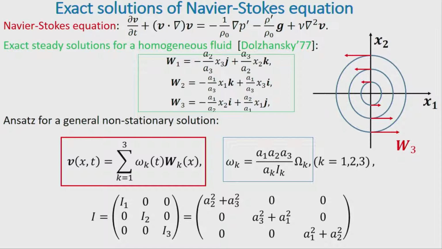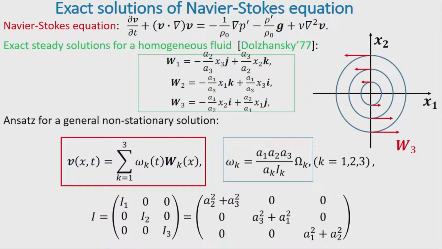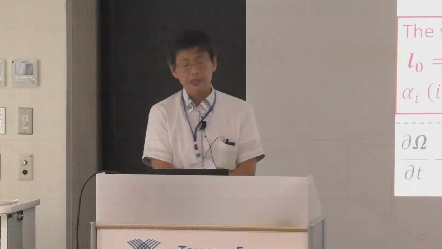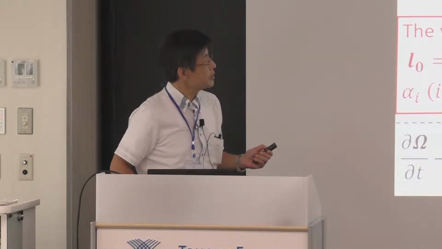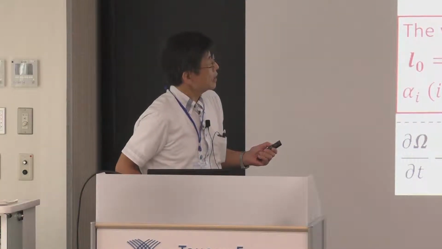Coming to the next slide, I is the inertia moment, and capital omega is the vorticity, and omega k is the coefficient of the basis of the velocity field. Then you can find that the Boussinesq equation becomes the equation governing these coefficients, and this takes the form of the Euler-Poisson equation governing the heavy top. M is, in the context of a rigid body, the angular velocity viewed from the coordinate frame fixed to the body, and omega is the angular velocity vector.